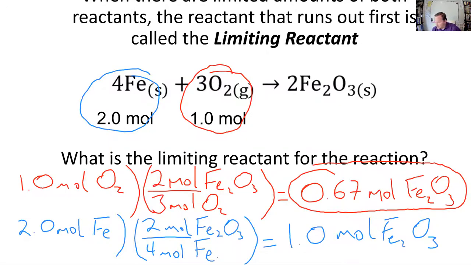Okay, and so that's two different ways to calculate and think about the limiting reactant. And again, they will always be consistent with each other. No matter which of those three calculations you chose to use to figure out your limiting reactant, if you did it right, they will always give you the same answer.